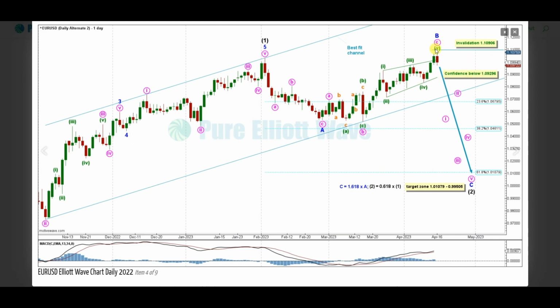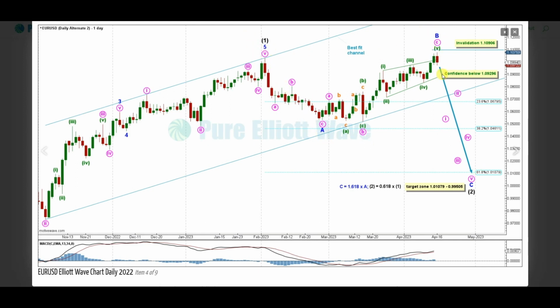Minor B is labeled as complete as an expanding flat, A, B, and C. And within minute C, which must subdivide as a five-wave motive structure, this is showing it as an ending contracting diagonal in which 1 must be longer than 3 and 3 must be longer than 5. So 5 would be longer than 3 at the invalidation level of 1.10906.